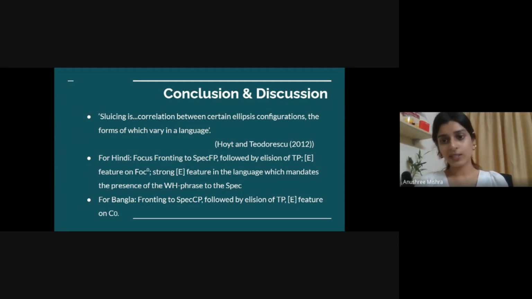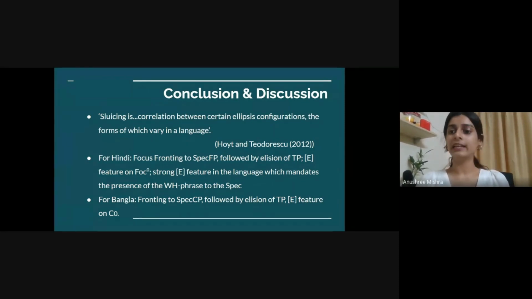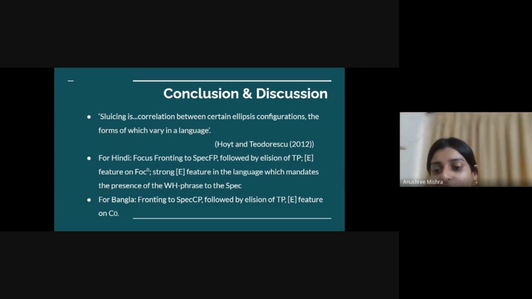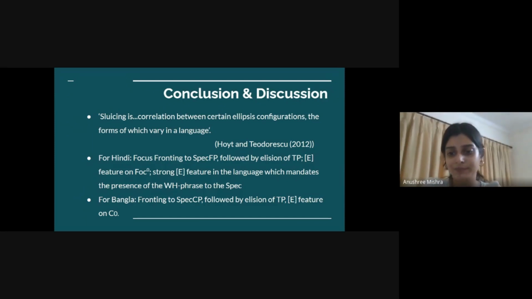Through the interaction between the complementizer and the WH remnant, I showed that the interrogative phrase in Hindi undergoes focus fronting to the spec of the focus phrase, followed by an elision of TP. Additional evidence of the same comes from the fact that the language attests both WH and non-WH sluicing. The absence of complementizer, however, in Bangla forces us to opt for a derivation where the interrogative phrase moves to spec of CP rather than spec of the focus phrase, which leads to the elision of its complement.